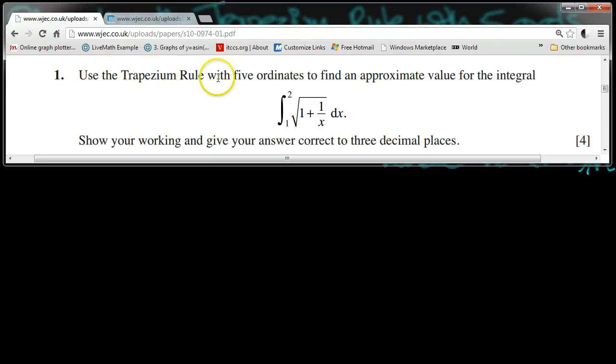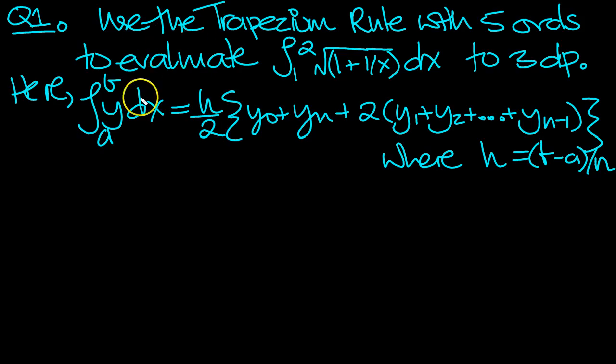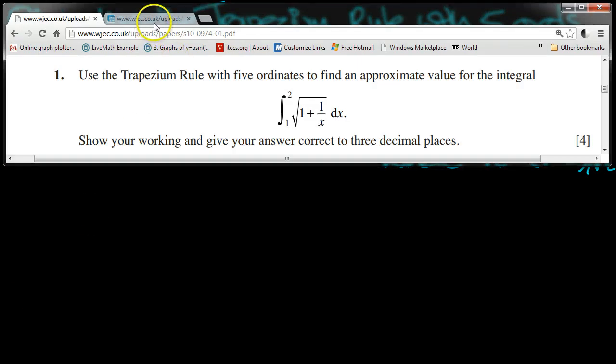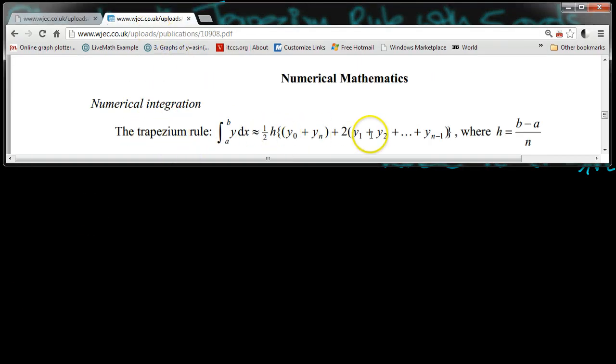Use the trapezium rule with 5 ordinates to find an approximate value for the integral of the square root of 1 plus 1 over x between the limits of 1 and 2. Show your working and give your answer correct to 3 decimal places. So here's the question then and the formula, which we can get from the formula booklet. Here's the trapezium rule, which I've copied down.